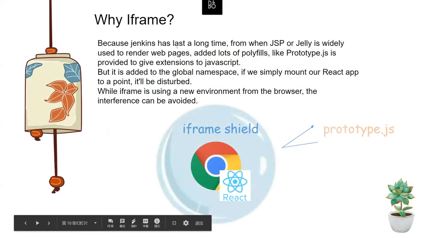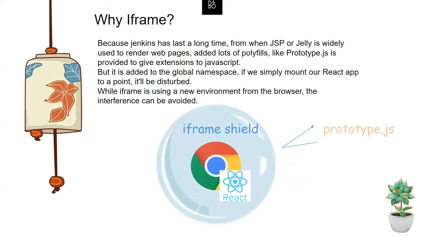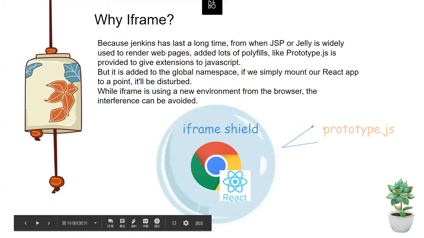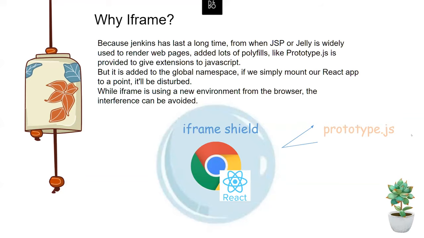Also, why use an iframe? Because Jenkins has a long history, and maybe at that time, JSP or Jelly was widely used to render web pages. It has a lot of polyfills like prototype, which was provided to give extensions to JavaScript. But for now, JavaScript's ability is much stronger than before. But they are all added to the global namespace, and if we simply mount our React app to a certain point, it will be disturbed by many JavaScript methods. But an iframe is using a new environment. It's like a shield that can block the conflicts from the other libraries, and the interference can be avoided.